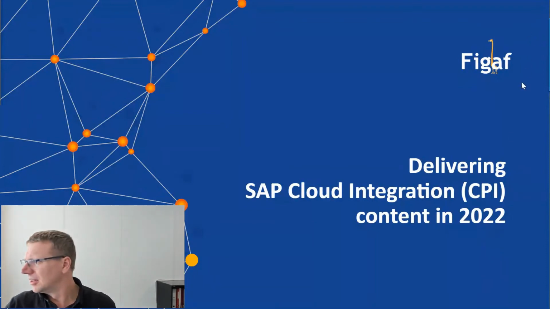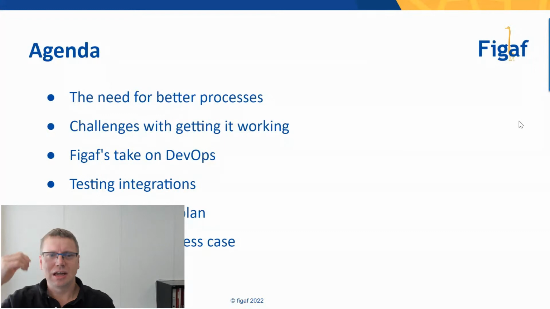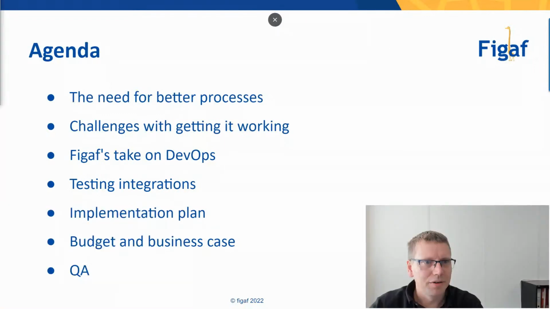Well, let's get started. We have a long agenda, and I need to move myself over here, like that, so you can see it. I think there's a need for some better processes. What is actually challenging to get working with these things? Our take on DevOps. How do you handle testing of integrations? How would you implement the Figaf tool, budget, and business cases? And then hopefully we have time for some Q&A at the end.